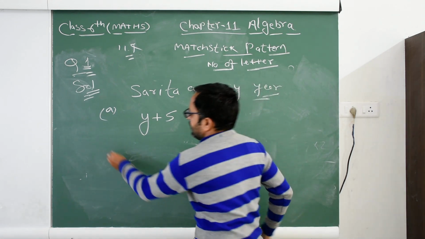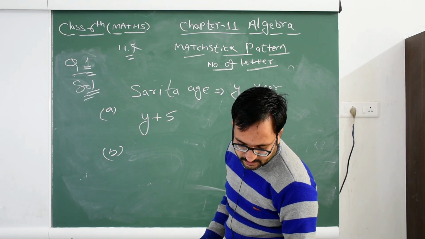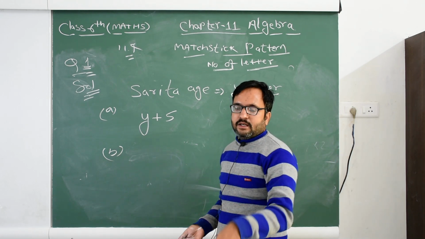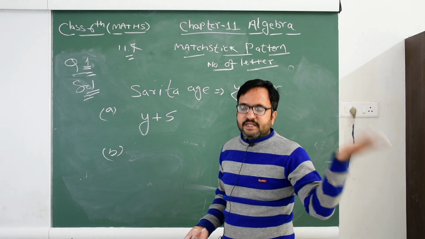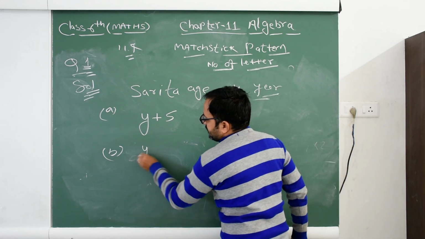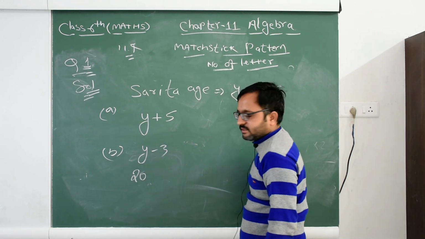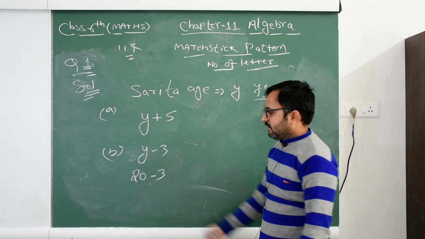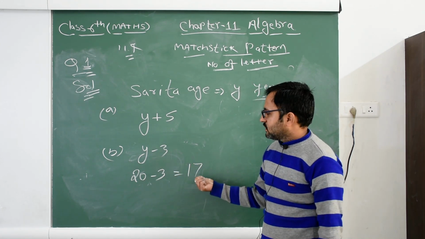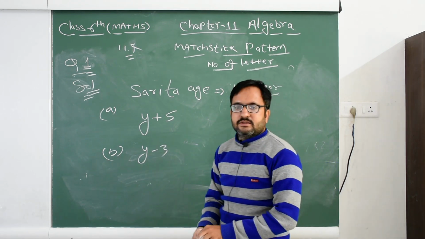Now B part, what was her age 3 years back? 3 years back in the past, that means before 3 years. So y minus 3. Suppose today she is 20 years, so before 3 years she was 17 years. So the expression will be y minus 3.